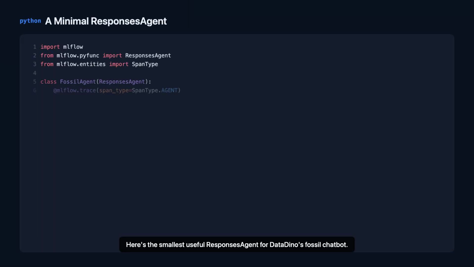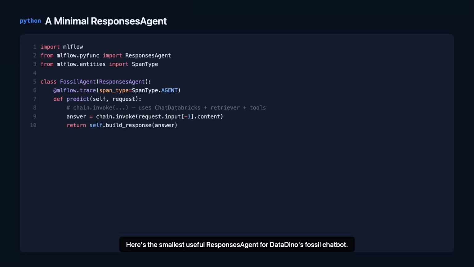Here's the smallest useful ResponsesAgent for DataDino's fossil chatbot. Subclass ResponsesAgent and implement predict. The decorator above predict, mlflow.trace with span type agent, is what creates the top-level agent span in your trace. Inside, you call your chain's invoke method with the last user message, and you return a response built with the base class helper. That's the whole skeleton. The chain we wrote earlier slots in unchanged.